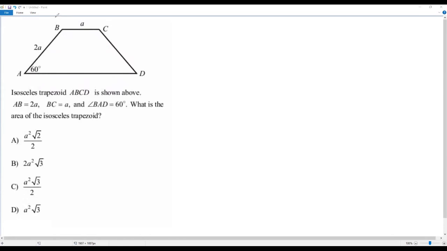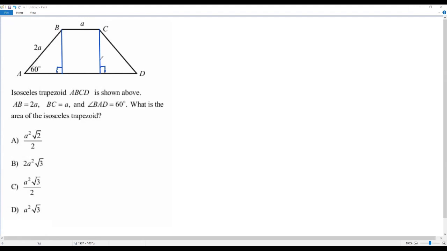Okay, we have to get the area of the given isosceles trapezoid. Now let me draw the height for this isosceles trapezoid over here, and also one more height for this trapezoid. Let me draw a vertical line over here. Since these line segments represent height, we'll have a right angle over here and a right angle over here.